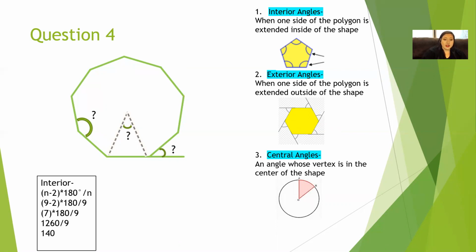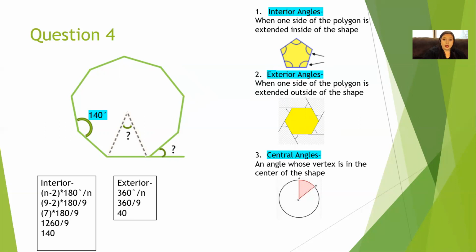So the equation for getting the interior angle is n minus 2 times 180 degrees divided by n. The n in this case is going to be 9 because there are 9 sides to the shape. So 9 minus 2 times 180 divided by 9. So we get 7 times 180 divided by 9, which is 1260 divided by 9. And our interior angle is going to be 140 degrees.